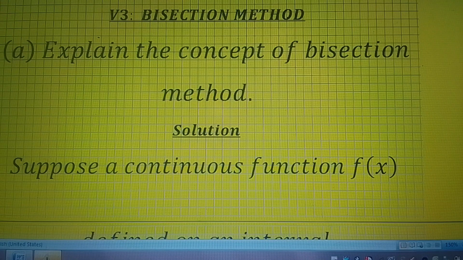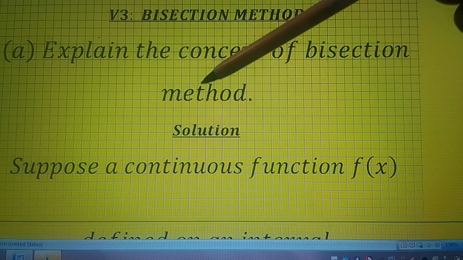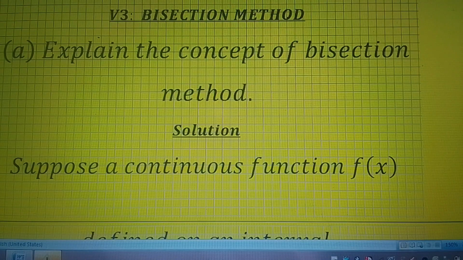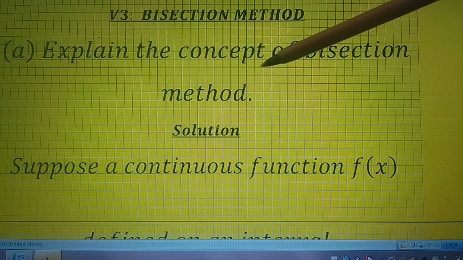To understand the bisection method, let's look at some example questions. Question A: Explain the concept of the bisection method. How can you explain the concept of the bisection method?